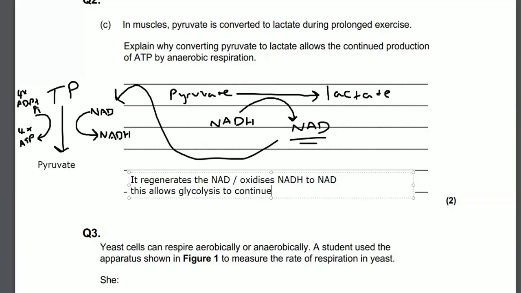So it's the glycolysis that produces the ATP. The pyruvate to lactate step produces no ATP. The formation of lactic acid does not produce any ATP in your body. It is simply for regenerating the NAD to allow glycolysis to continue. If you want to be more specific, you can say to allow triose phosphate, TP, to be oxidized and produce ATP, which is essentially glycolysis. And that will get you 2 marks.